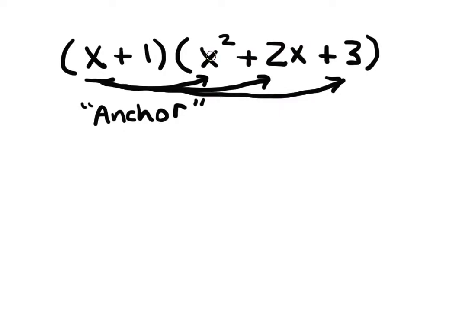If I multiply every single term in here by x, I'm going to get, first of all, x cubed, because x times x squared gives me x cubed. I have one x right here, two x's right here, so if I multiply them together, I get 2x squared. Then I'm going to move on and multiply by this 2x over here, and I get plus 2x squared. The next thing I'm going to do is take this x and multiply it by this 3 right here to get plus 3x.